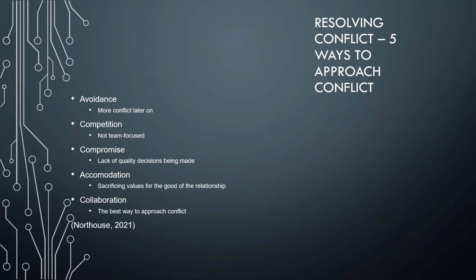According to the Thomas-Kilmann Conflict Mode Instrument, there are 5 reactions to conflict. They are avoidance, competition, compromise, accommodation, and collaboration. Avoidance is when one party avoids conflict with another, often resulting in more conflict down the road and counterproductivity. Competition is when 2 parties strive to achieve their own goals and not the goals of the team.